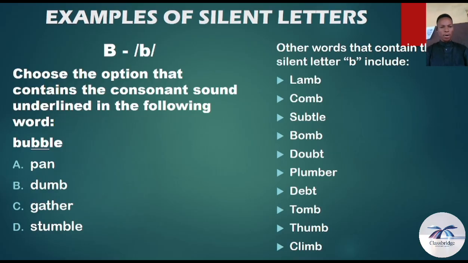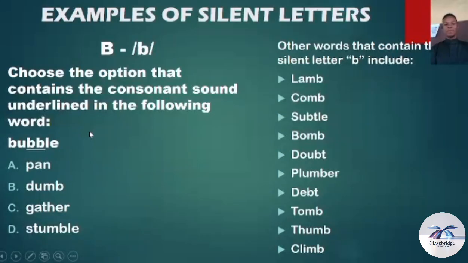Now, this is a word, bubble. The underlined sound we have here is the /b/ sound. You have been asked to choose a word here that contains the /b/ sound. What do you think the answer would be? Which of these options do you think the answer would have been? I know that some of you would have been very smart to look at the other words that contain silent letter B here, and by so doing, you must have determined what the answer would have been. But peradventure, you did not have access to all of these other options. What would your answer have been?